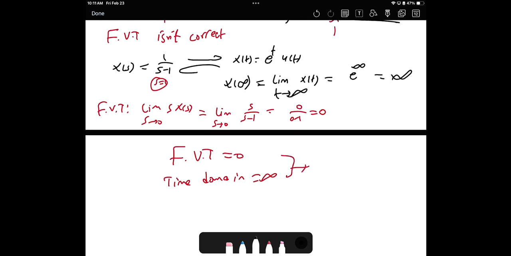So which one is correct? The time domain is correct, and the final value theorem is not. So always, every time, trust the time domain. That's one approach showing the final value theorem is not correct. Again, it can fail if we have poles on the right half plane or on the imaginary axis, when you test s X of s.